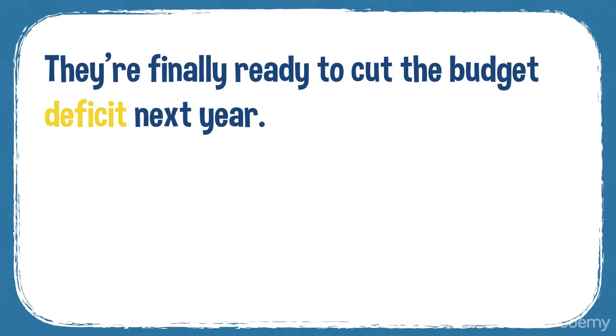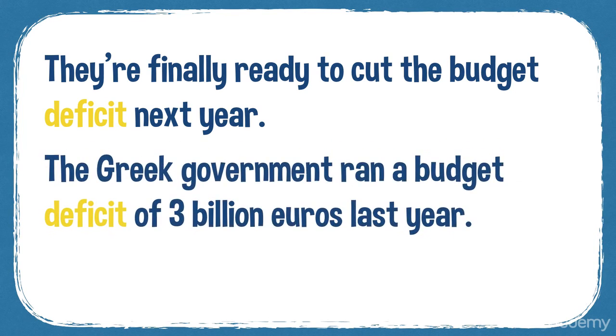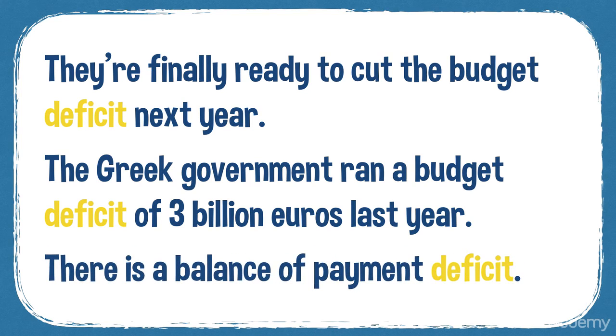They're finally ready to cut the budget deficit next year. Politicians talk a lot about trying to cut the budget deficit. The Greek government ran a budget deficit of €3 billion last year. So it spent €3 billion more than it took in from things like taxes. There is a balance of payment deficit. Now that means that your country has more goods and products coming into the country, more imports than exports.